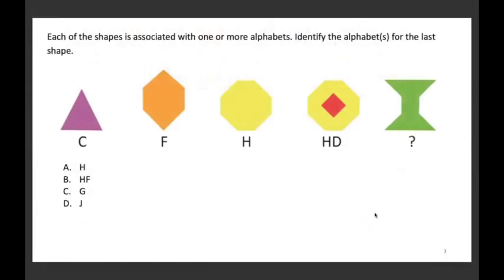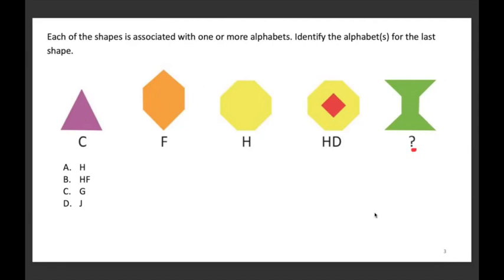Each of these shapes is associated with one or more alphabets. You have to identify the alphabet or alphabets for the last shape. We are given shapes here, and each of these corresponds to a letter. One shape may correspond to one or more letters. Which of these alphabets corresponds to this figure is what you have to find.